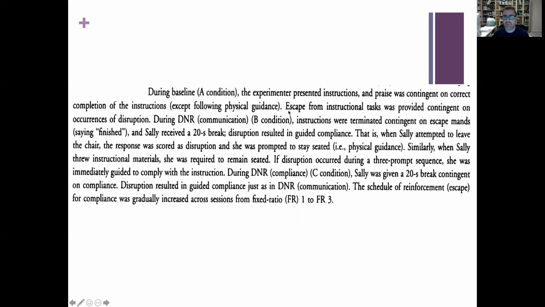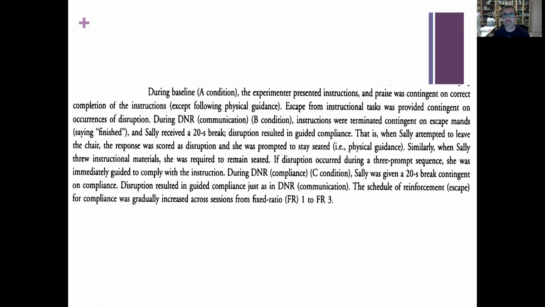Oops, I don't know why this is happening. The experimenter presented the instructions and praise contingent on the completion of the instruction, right? But escape from tasks was provided contingent on the occurrence of disruption, because remember, baseline is what normally would happen in the natural environment without treatment. So without treatment, usually when she engaged in problem behavior, she would be able to escape from it, right? So problem behavior, disruption, will produce escape from the task.